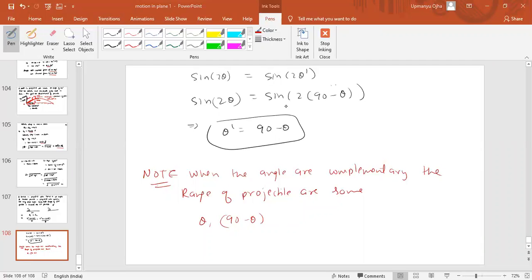See, the last step basically: theta dash can be written in terms of theta. Can you write theta dash as 90 minus theta? If you write 90 minus theta, then that would be equal to sine 2 theta. Just write down theta dash equal to 90 minus theta, and you'll get the same range.